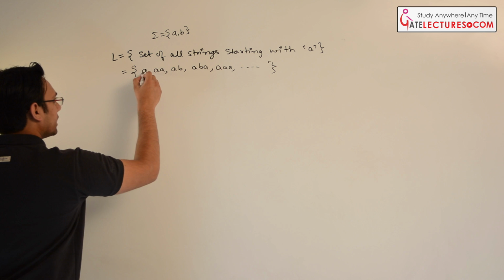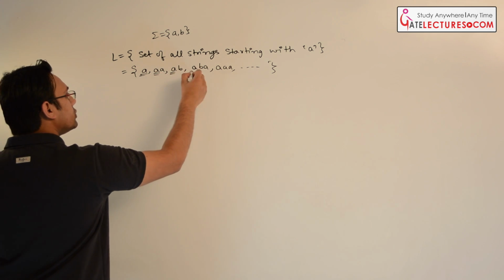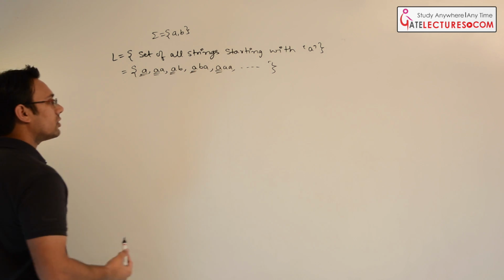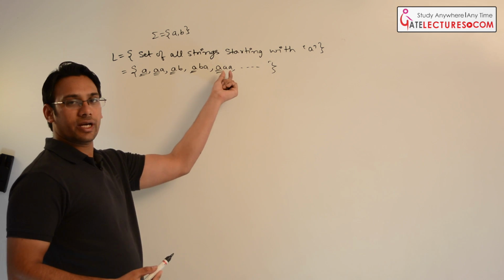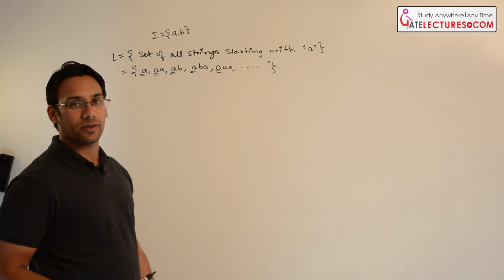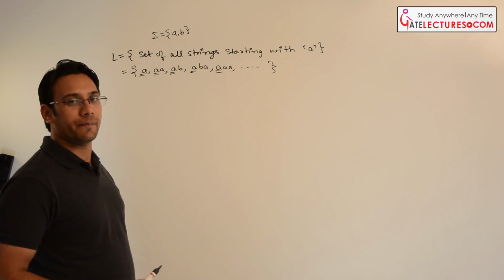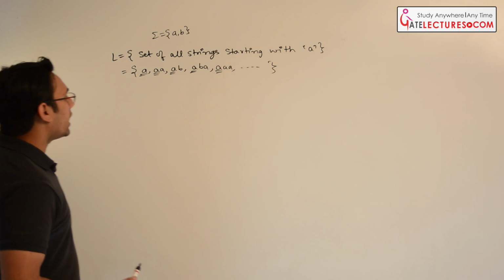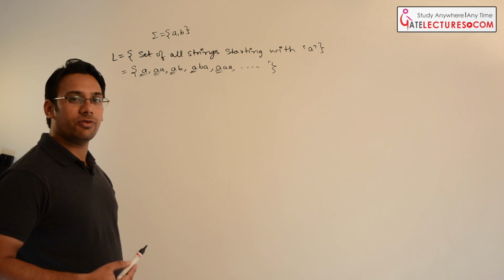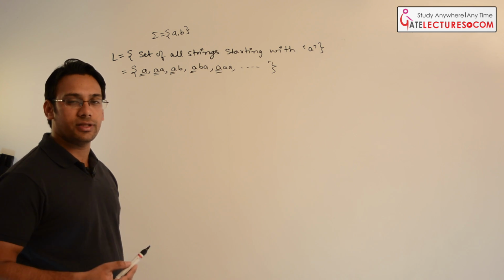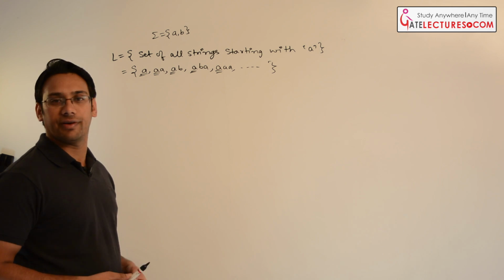That means the initial alphabet should be A. It does not matter what is the alphabet or what is the string which you are getting after this initial single A. Okay. So initially you should get an A. Fine. Now for this we have to draw a finite automata. So if you want to draw a finite automata, first of all you should know what are the basic symbols or what are the basic elements of a finite automata.